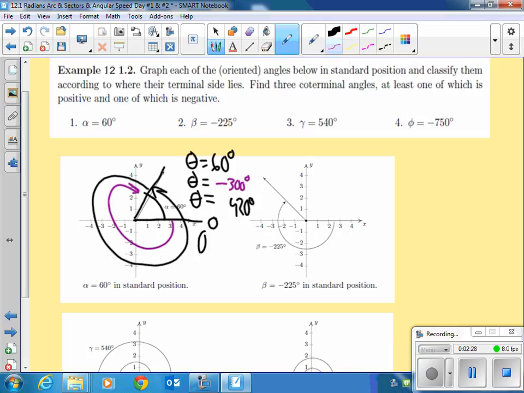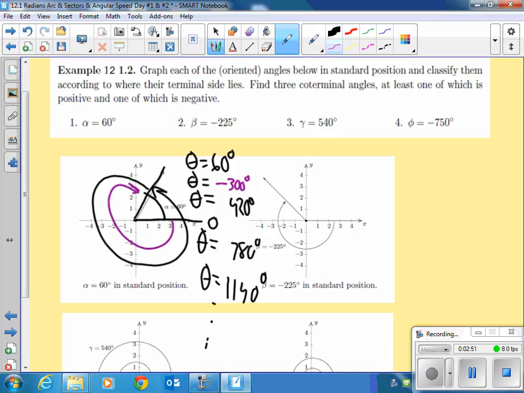Okay, let's keep going. Add another 360. That would be 780. Add another 360. You'd get 1,140. And you could just keep going forever and ever, forward or backward.